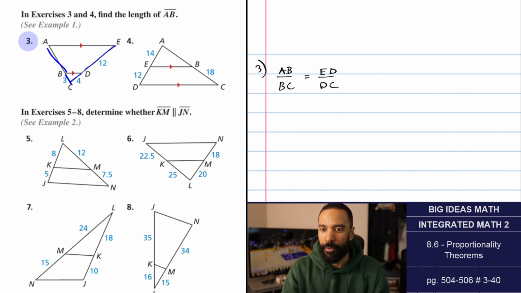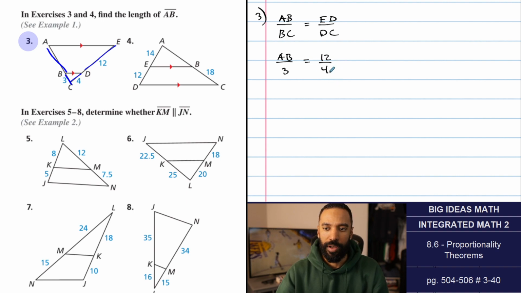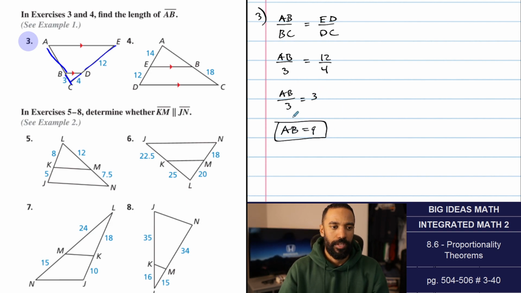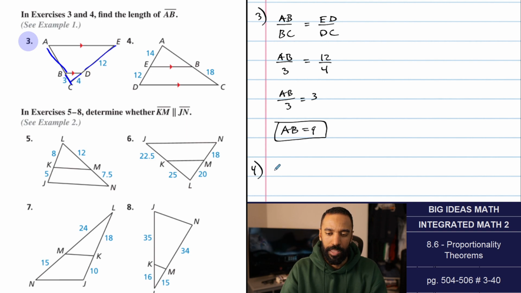Now AB is our one unknown, so I'm going to say AB over BC, which is 3, equals ED, which is 12, over DC, which is 4. Now 12 divided by 4 is 3. Multiply both sides by 3, you get AB equals 9. So 9 is 3 times the amount of 3, just like 12 is 3 times the amount of 4. And this does apply in triangles in this way.